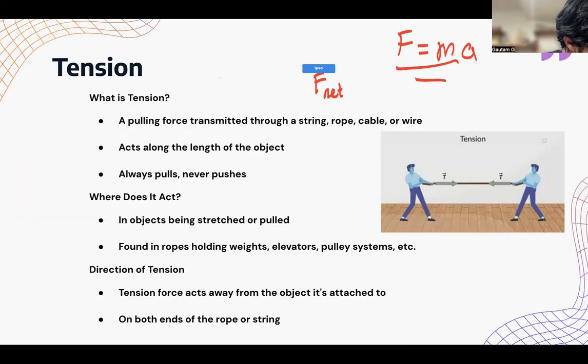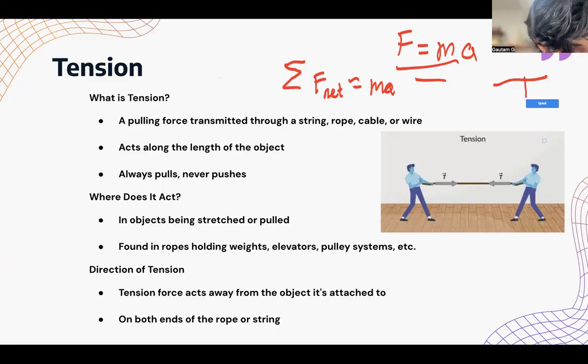It's called summation, right? The summation or the net force is equal to mass times acceleration, and tension is basically just opposing that. If you think of an object hanging with a string off a wall, you're thinking of two forces.